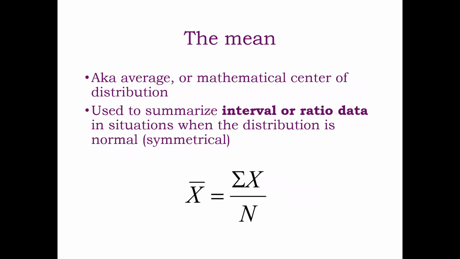So you guys know about the mean. This is just the average or mathematical center of the distribution. We use this to summarize interval or ratio data in situations where the distribution is normal or symmetrical. We talked about that last week. We talked about normal distributions, and then we talked about skewed, positive and negative skews. So when we have a normally distributed variable, the mean is the most appropriate measure of central tendency, and you just add up all the numbers and divide by n, or the total frequency.